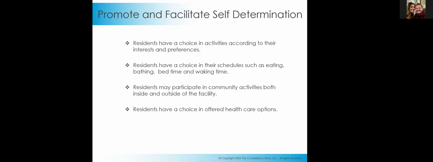Residents have a choice in activities according to their interests and preferences. Residents have a choice in their schedules, such as eating, bathing, bedtime, and waking time. Residents may participate in community activities both inside and outside the facility, and residents have a choice in offered healthcare options.